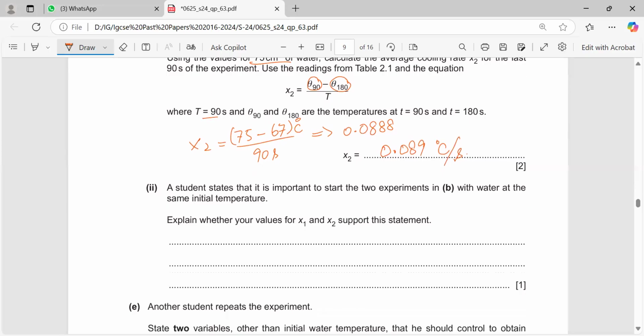A student states that it is important to start the two experiments in B with water at the same initial temperature. Explain whether your values for x1 and x2 support this statement. Yes.